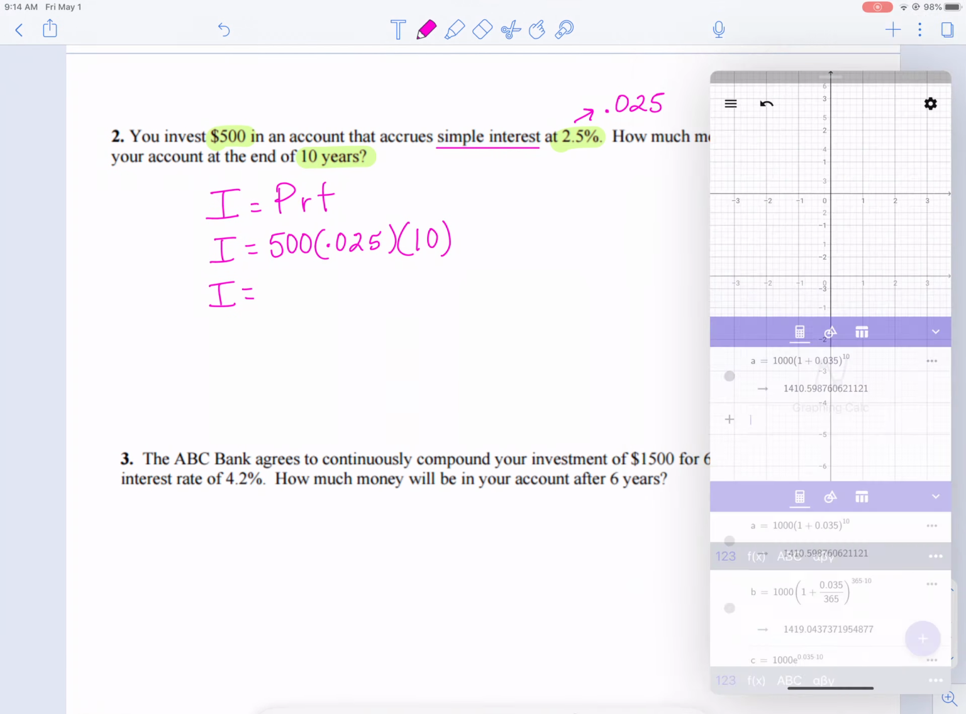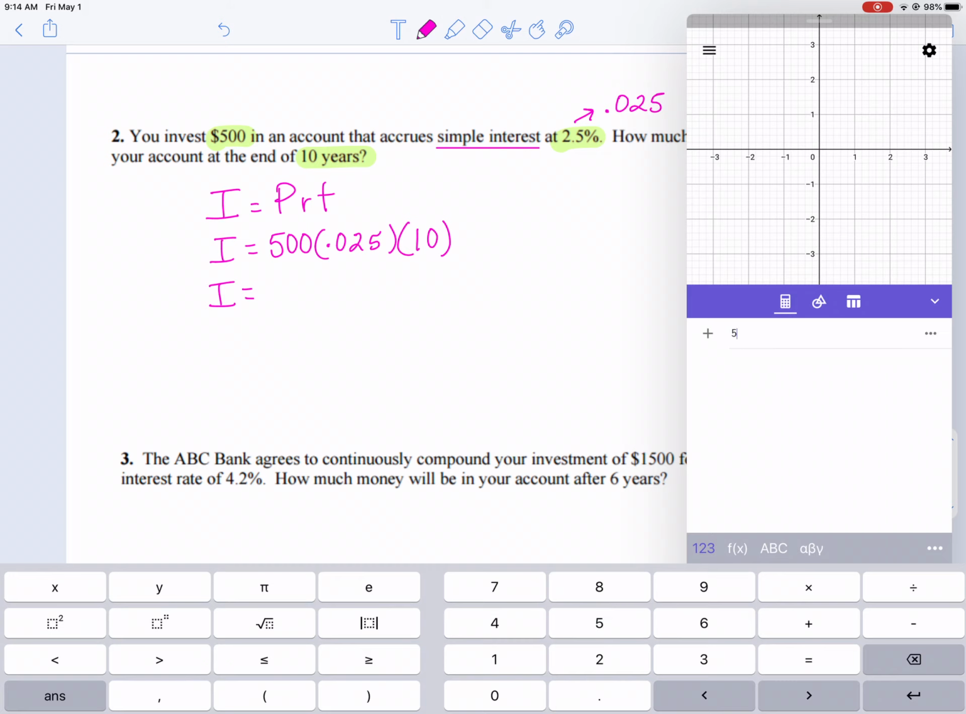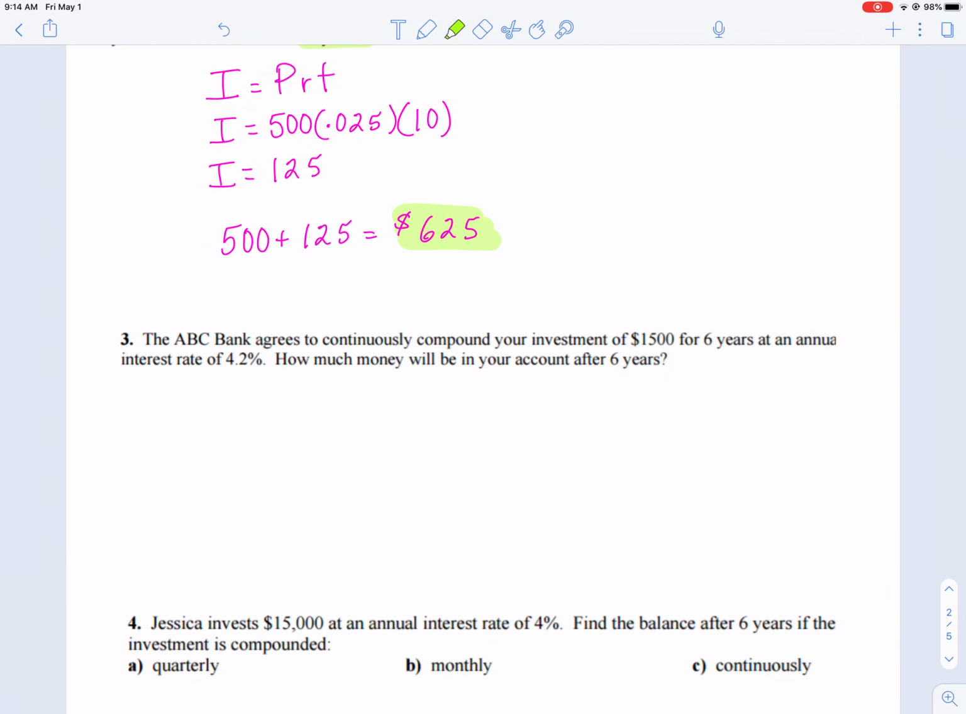And our simple interest would be, let's clear this, 500 times 0.025 times 10. That means you made $125. But it says how much money's in your account at the end. So you're going to take your $500 and add your 125. So you'd have $625 in your account. Okay. Let's take a look at the next one.